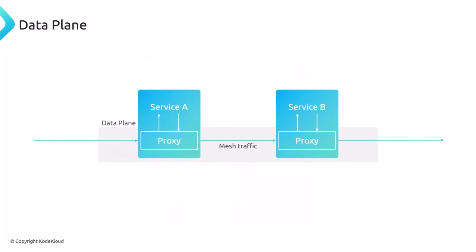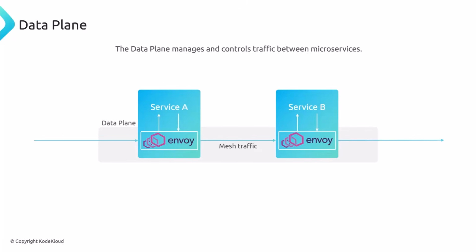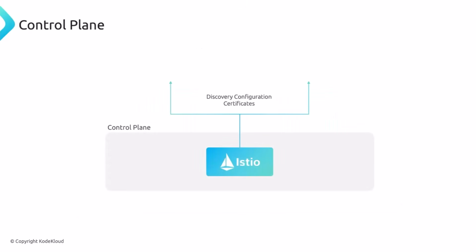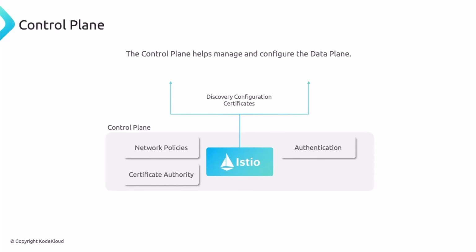Now, the data plane is responsible for managing and controlling the actual traffic between microservices. The data plane deploys sidecar proxies, in this case, Envoy proxies, alongside each workload and handles routing, load balancing, encryption using mTLS, and security authentication. Now, the control plane is responsible for managing and configuring the data plane. It handles distributing policies, certificates, managing service discovery, authentication, authorization, and dynamically updating configurations for all of the proxy sidecars.